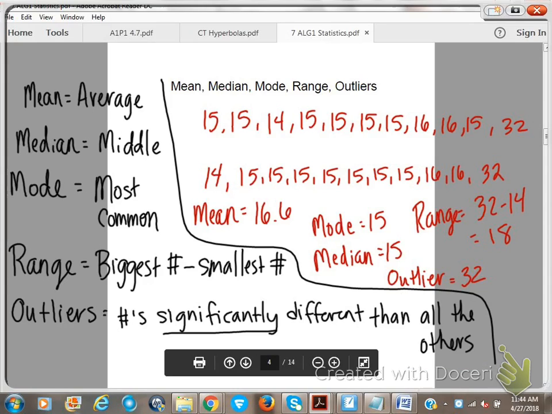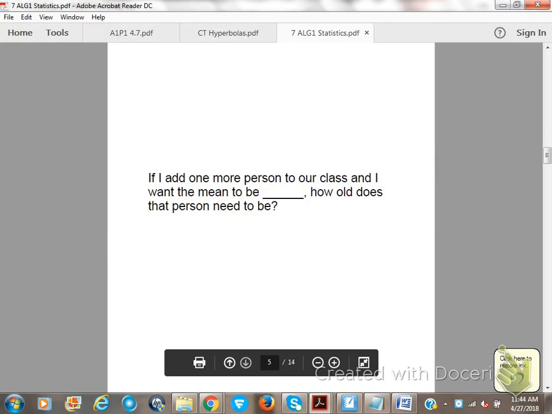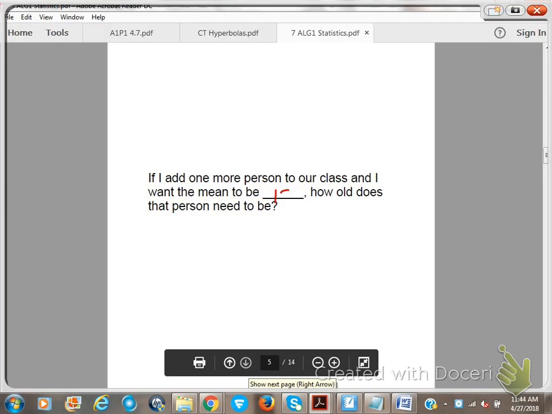Let's talk about what would happen if I added one more person to the class. Okay? And I want the mean to be 15. Everything else was 15. Well, almost everything else was 15. So I also want the mean to be 15.